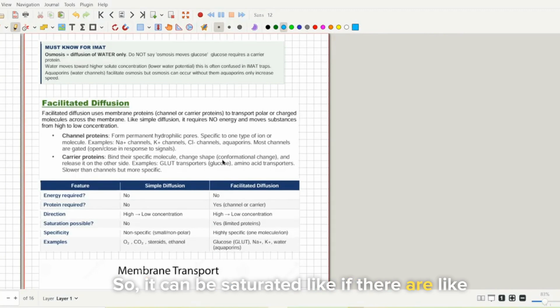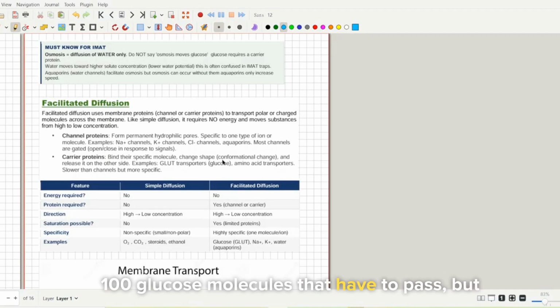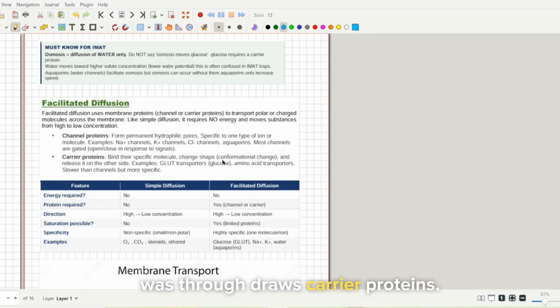Like if there are 100 glucose molecules that have to pass, but you can have only 5 to 10 channel proteins or carrier proteins that can help pass glucose through. So that's why facilitated diffusion can be saturated, because it is limited. If we talk about specificity, simple diffusion is not specific, anything can pass through if it is small and non-polar, while facilitated diffusion is highly specific.